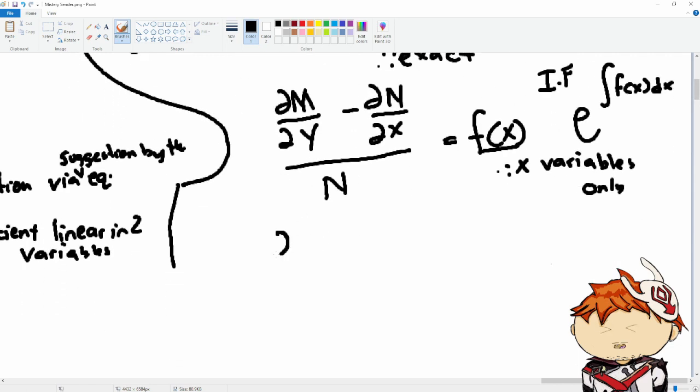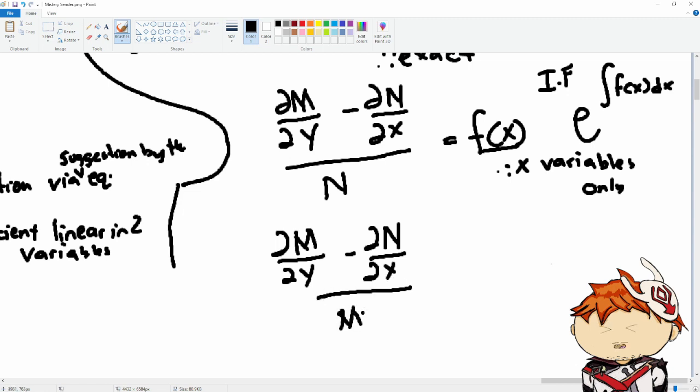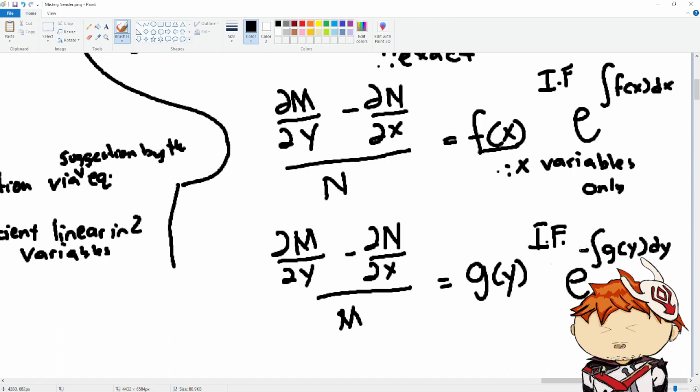Then if we subtract the differentials and we divide by m, this will become g of y. Then the integrating factor now is e to the negative integral of g of y dy, and this needs to contain y variables only.